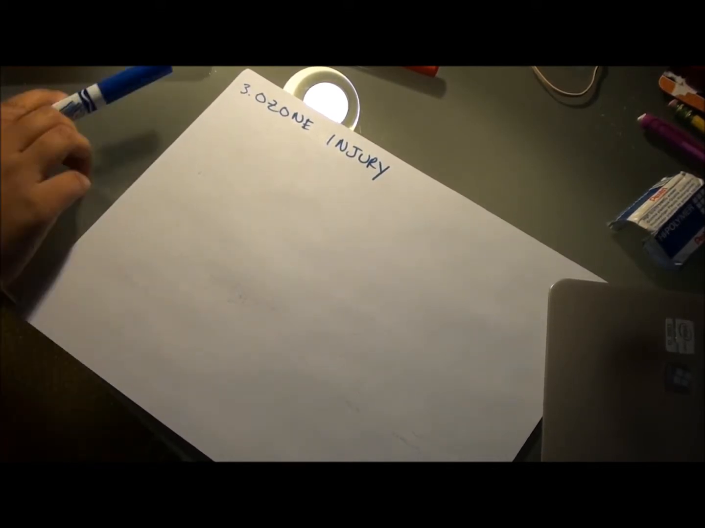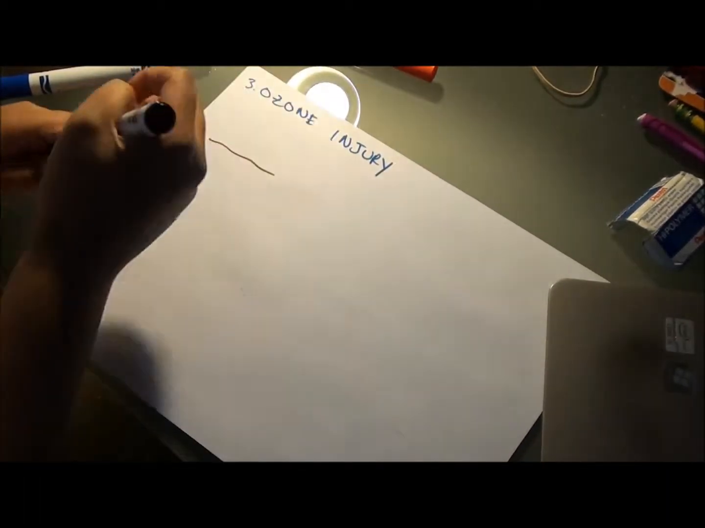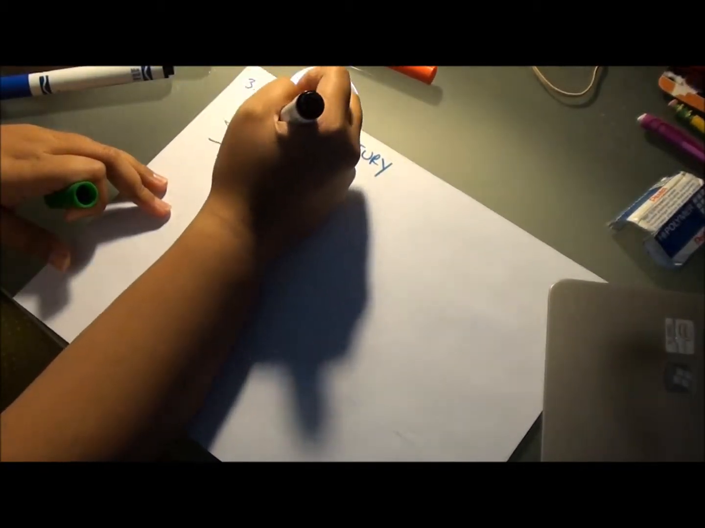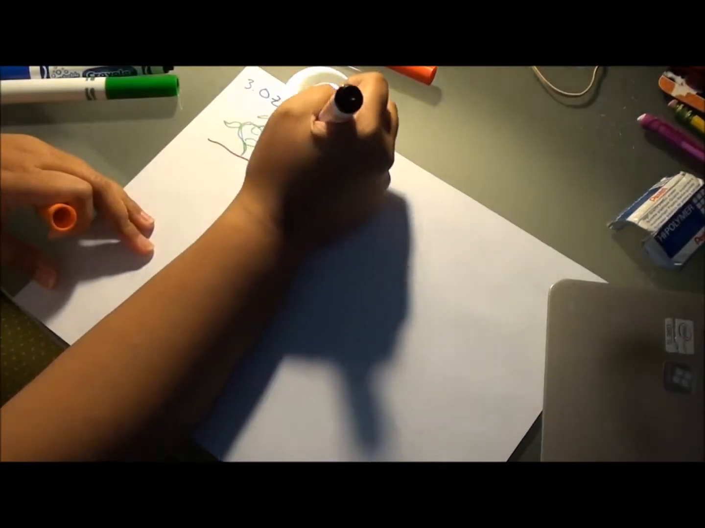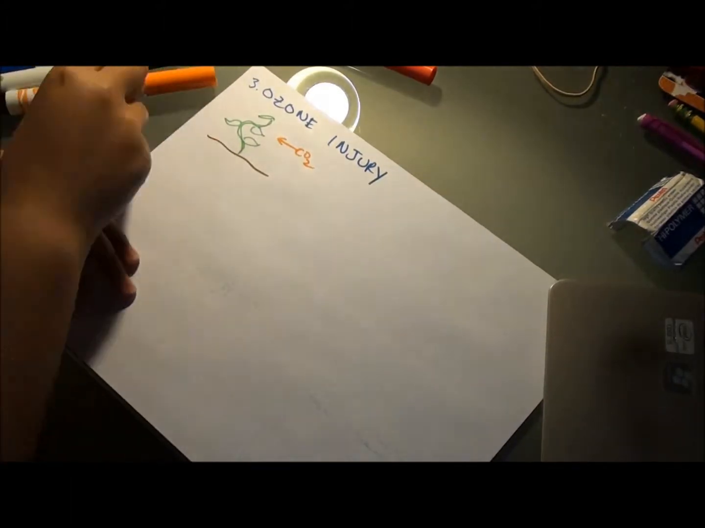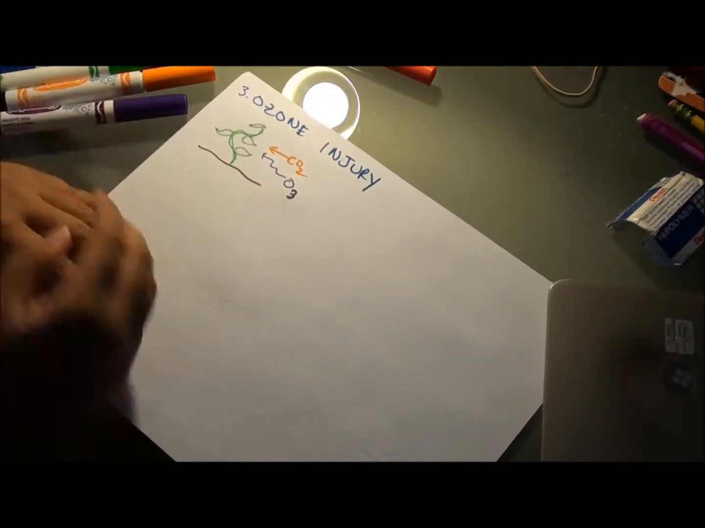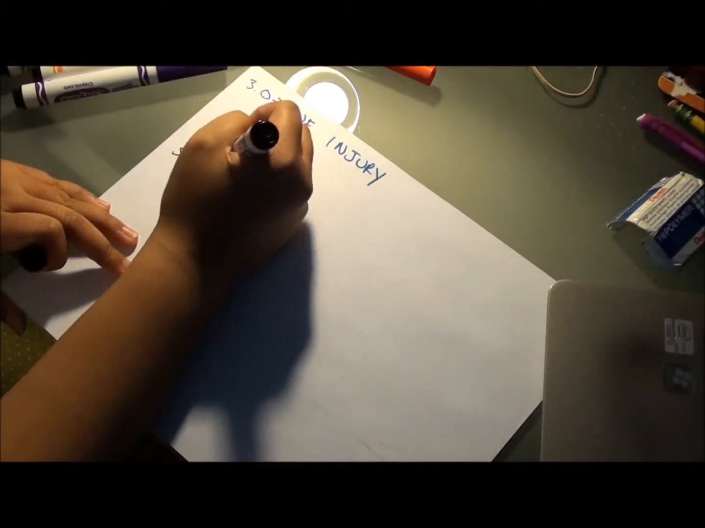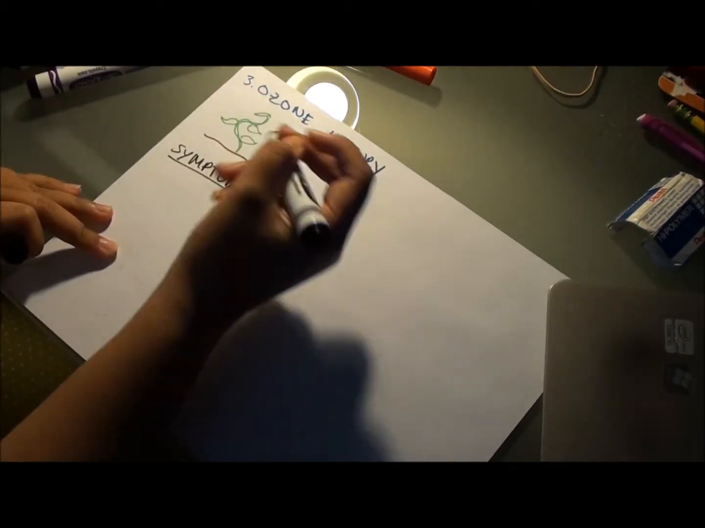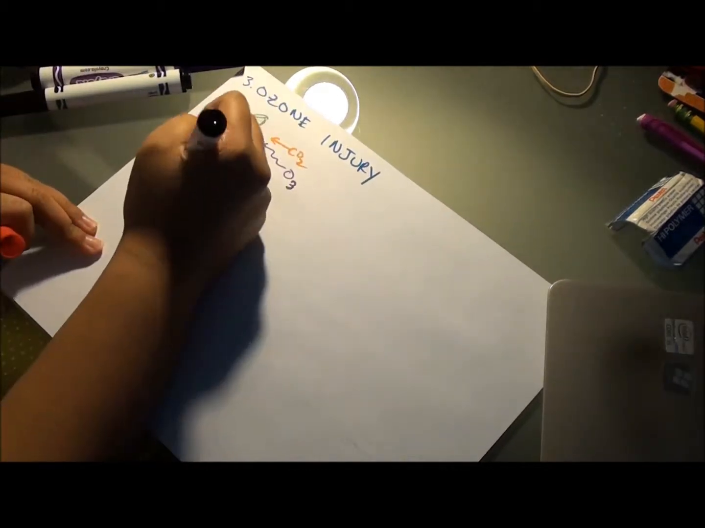So my project is about ozone injury, and it's basically injury to the plants because of ozone. So we have plants, and like I said, during gas exchange, they intake carbon dioxide, but sometimes ozone gets in too. And here are some symptoms of ozone injury.